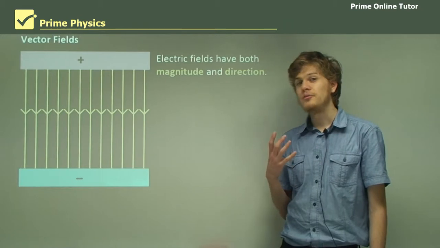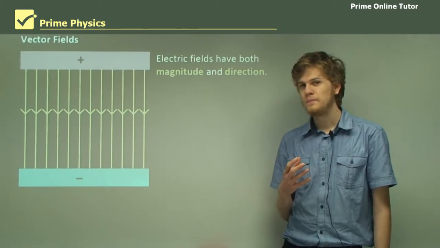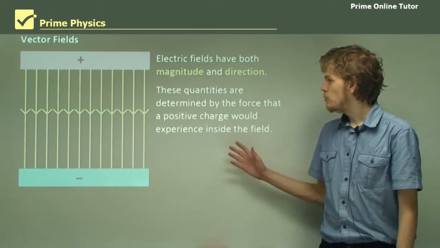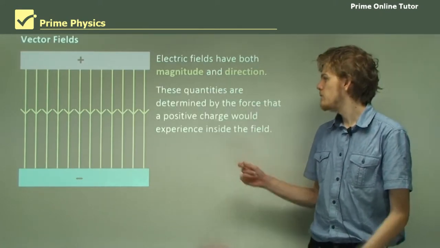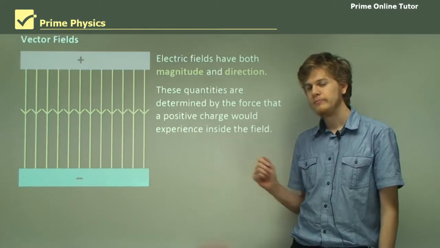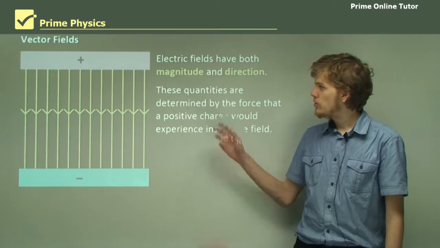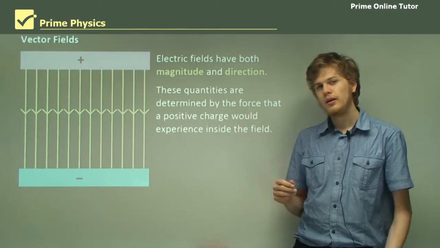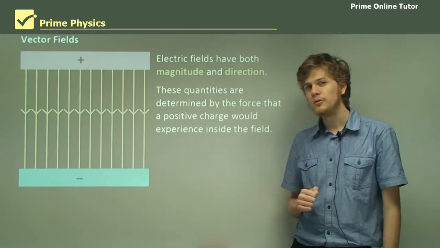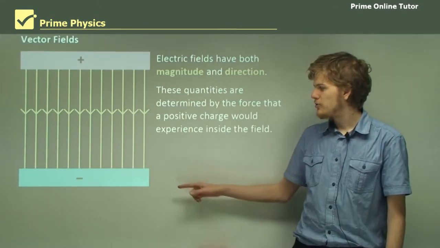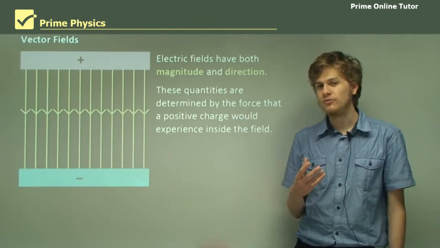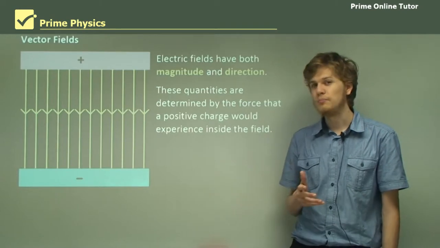Now, electric fields have both magnitude and direction, which means they're not a scalar. The quantities are determined by the force that a positive charge would experience inside the field, right? So we can call this a vector field. If we put a positive charge inside this electric field that we can see in the diagram, it'll be attracted toward the negatively charged plate. That means that the direction of the field is downwards towards that plate.